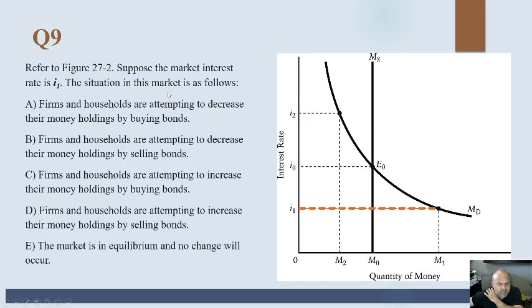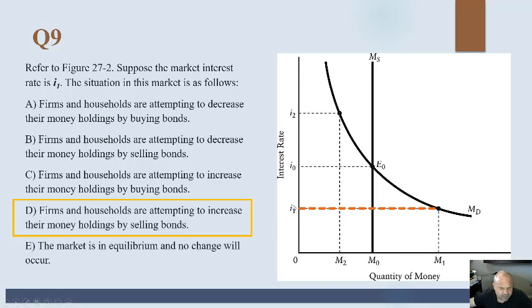The situation in this market would be as follows. So which of the responses here is correct? Hit pause and think about the answer. Okay, the correct answer is D. Firms and households would be attempting to increase their money holdings by selling bonds. So we have an interest rate that's below the equilibrium. We know at the equilibrium, the quantity demanded and supplied would be equal, but below the equilibrium, the supply, which is fixed at M0, would be less than what the demand for money is.